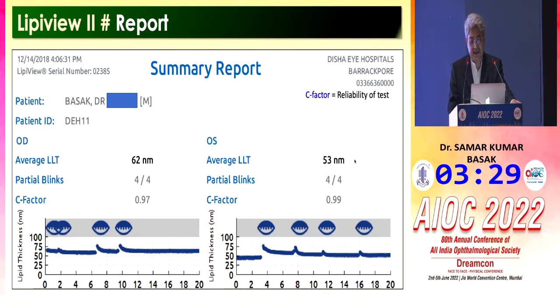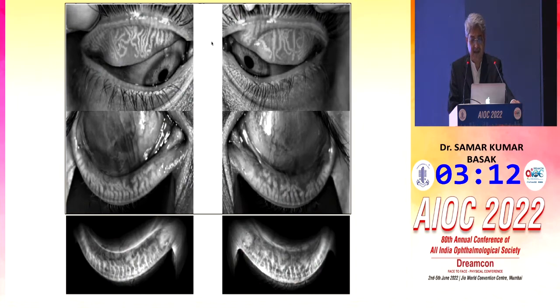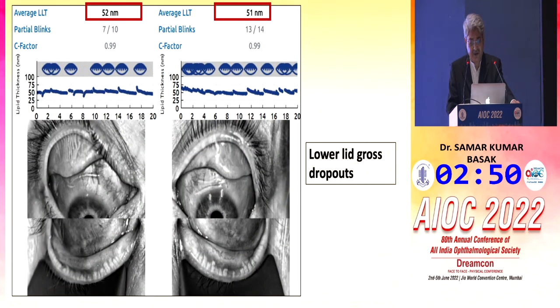Summary of the reports we get: you see that Dr. BASAK is here. So the average LLT is borderline in one eye, and in the other eye it is less. Partial blink is 100% in both eyes. And if you see the glands, in the right eye you see tortuous, irregular glands. Some ducts are also blocked. This is the right eye, and in the left eye you see much fewer glands. And in the lower lid there are dropout areas, and I am having MGD, maybe a moderate type of MGD that way. So I will show some of the pictures.